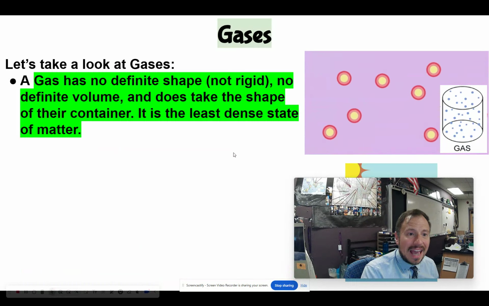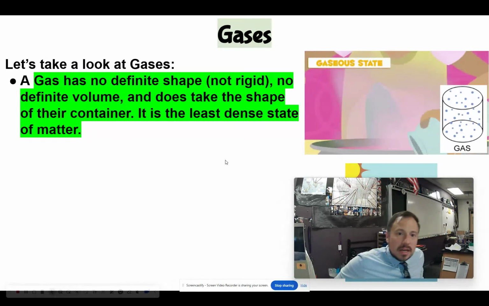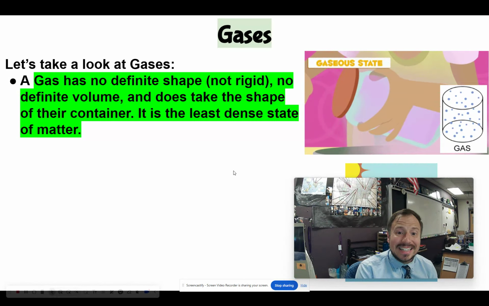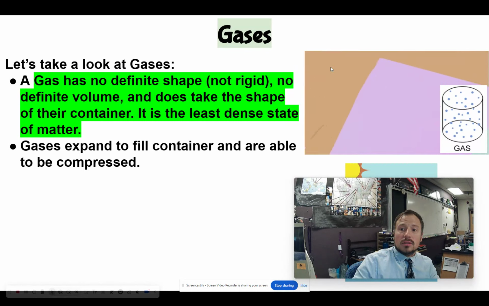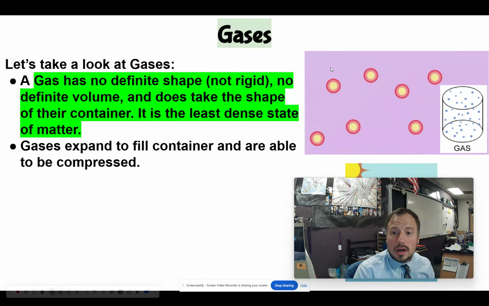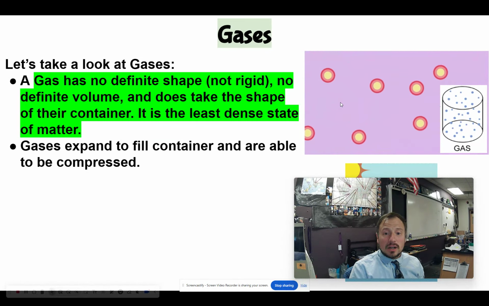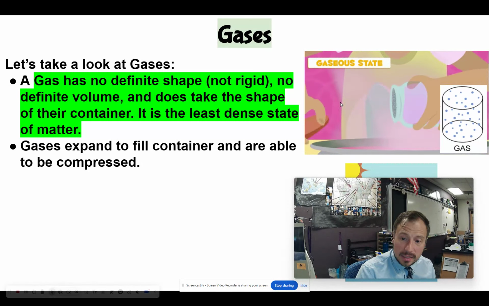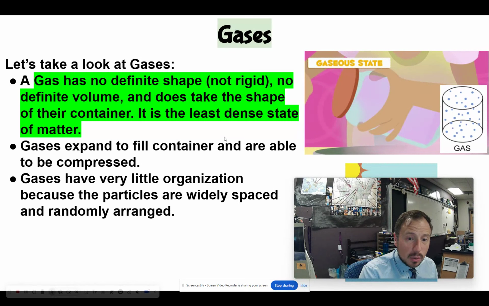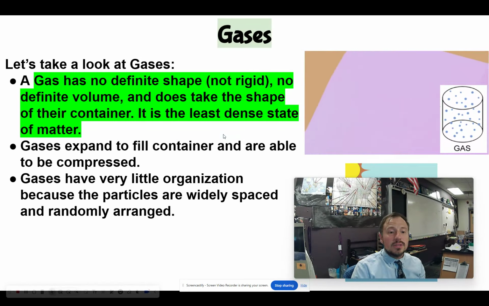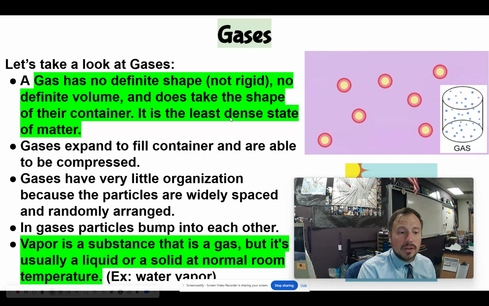Now let's talk about gases. Gas has no definite shape, right? Meaning it's not rigid, has no definite volume, and does take the shape of its container. It is the least dense state of matter. And you can see that those particles are far spread out. Gases expand to fill their container, and they are able to be compressed. So this is the one that can be compressed. Gases have very little organization because the particles are widely spaced and randomly arranged. In gases, particles bump into each other.